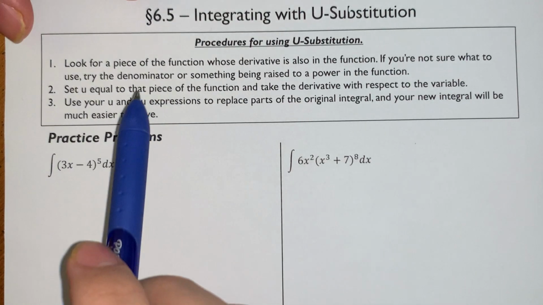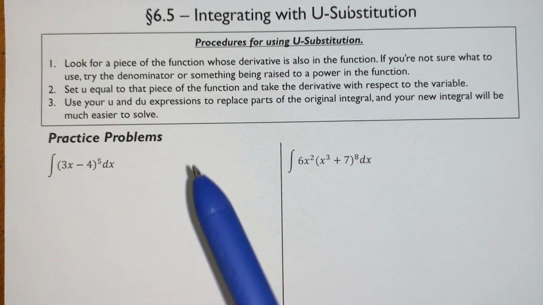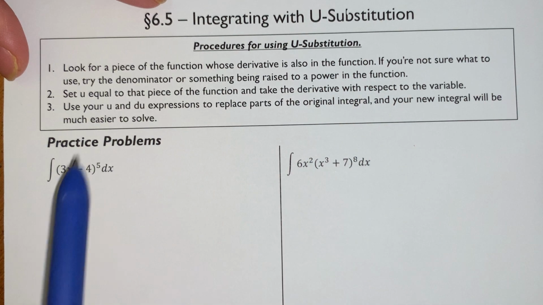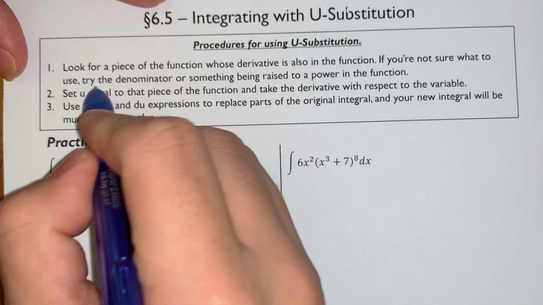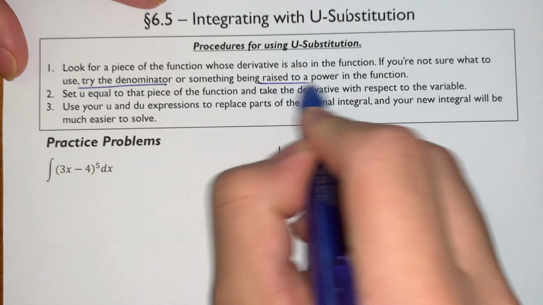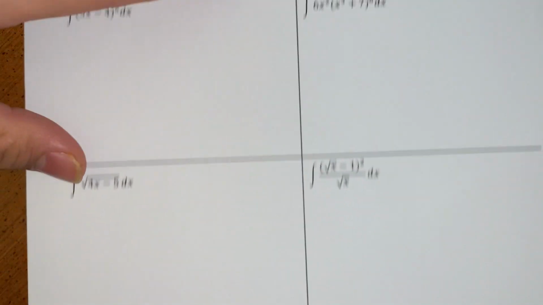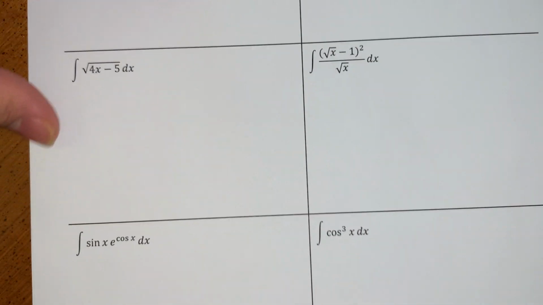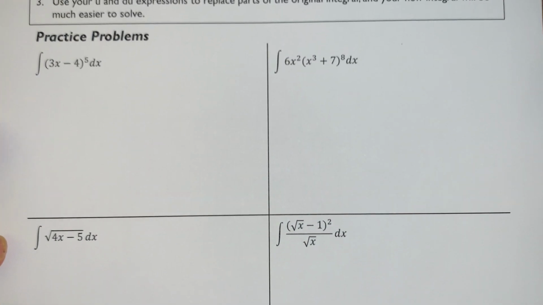Essentially, I put just a few steps to keep into account. Look for a piece of the function whose derivative is also in the function. If you're not sure what to use, try the denominator or something being raised to a power. This isn't always true, but a lot of times, whenever you see something in a denominator, or if you see something in an exponent, those are going to be the ones that you use as your U.